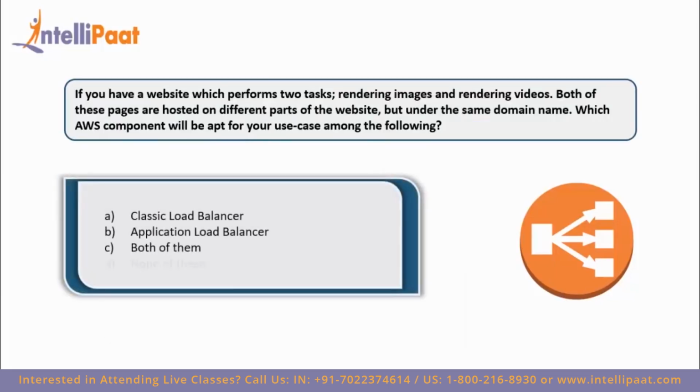Our next question says, if you have a website which performs two tasks, that is rendering images and rendering videos, both of these pages are hosted on different parts of the website but under the same domain name. Which AWS component will be apt for your use case among the following? Alright, so this I think is an easy question. Reason being, we just discussed this, right? So the answer for this is application load balancer. Reason being, the kind of traffic which is coming is specific to its workload, and this can be differentiated easily by an application load balancer.